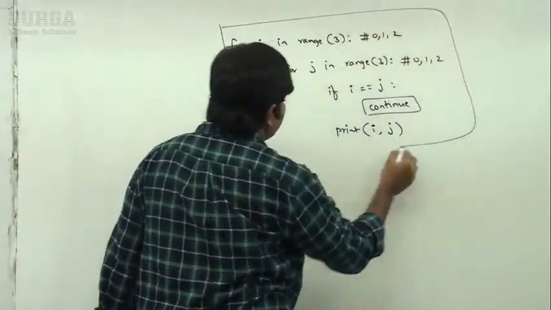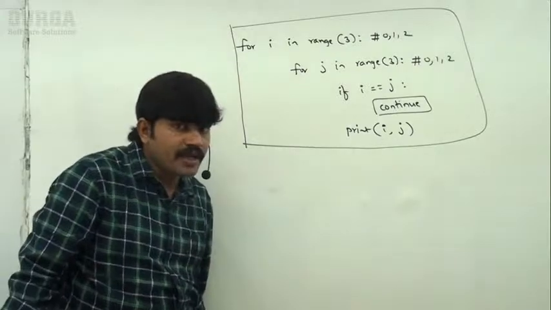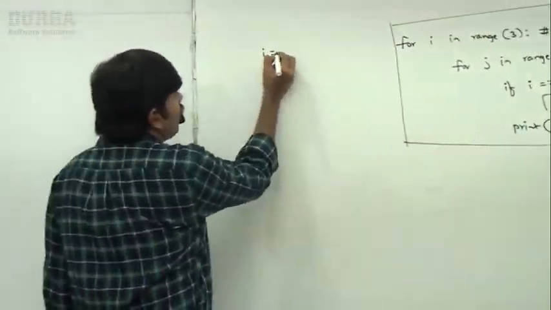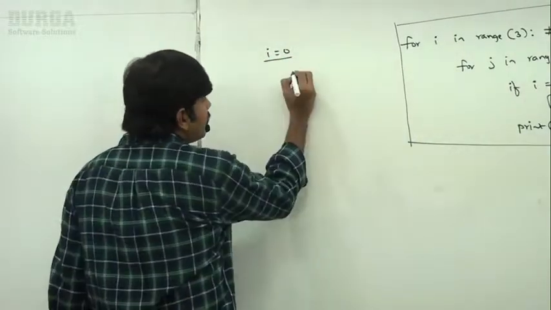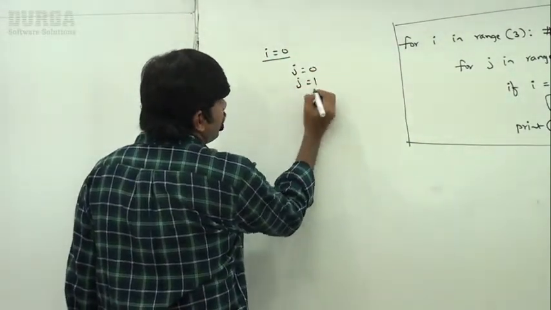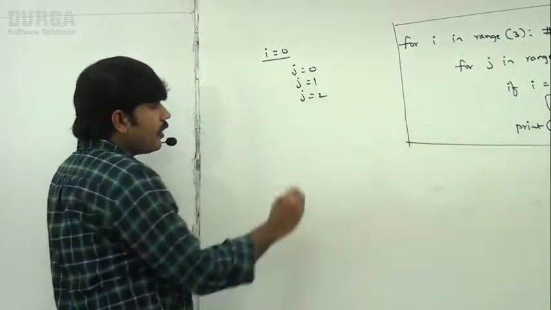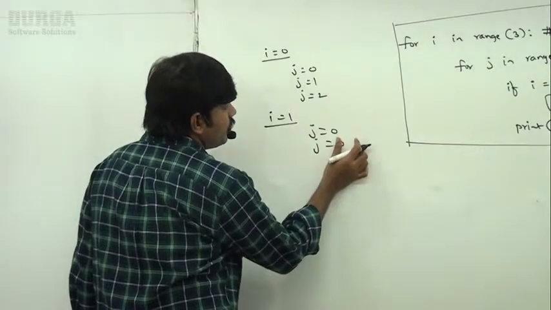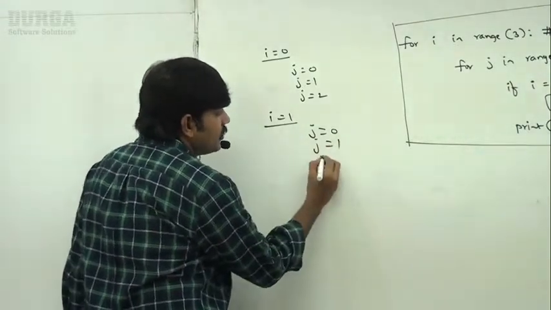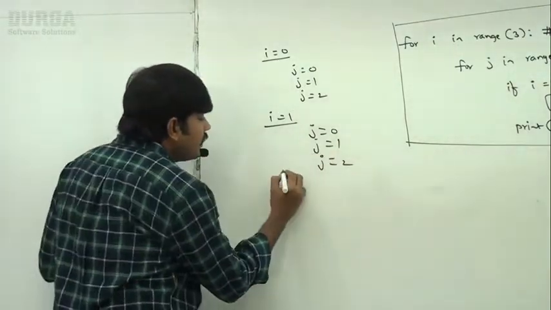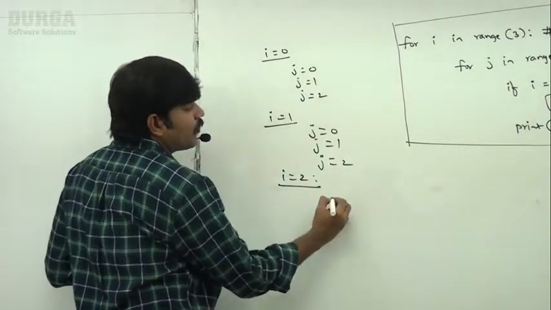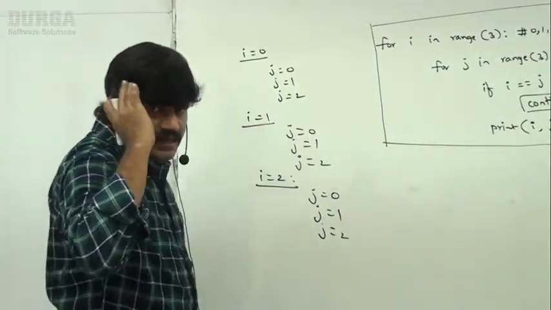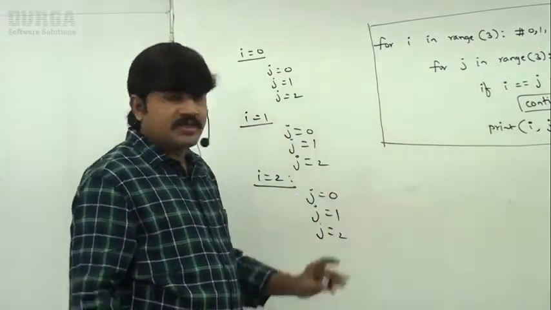Sir, this is the nested loop where I am using the continue statement. Now observe. If i is equal to 0, what are the possible values for j? j may be 0, j can be 1, j can be 2, sir. If i is equal to 1, j is equal to 0, 1 and 2. If i is equal to 2, j is equal to 0, 1, 2. Analyze very carefully. You can easily understand this one.